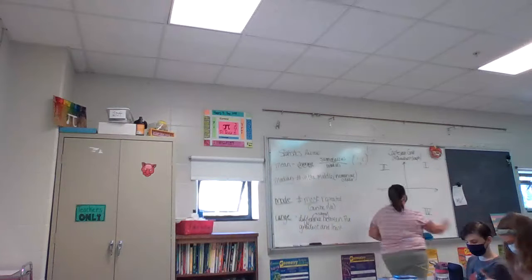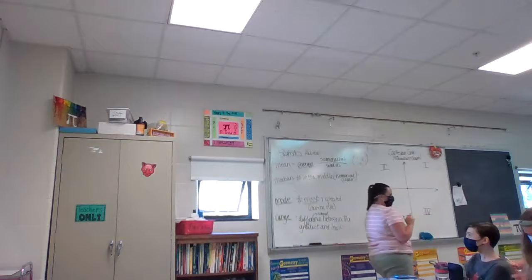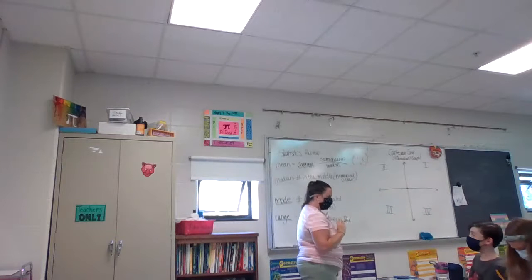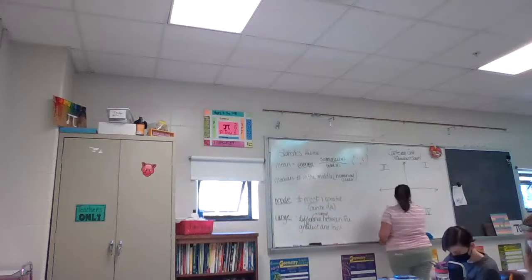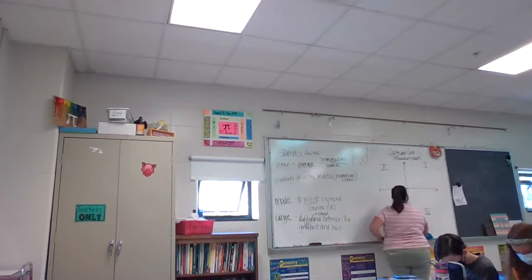Okay, so we have our 4 quadrants. What is this called? Use your mathy words. The origin. Yes, sir. The origin is the point (0, 0).